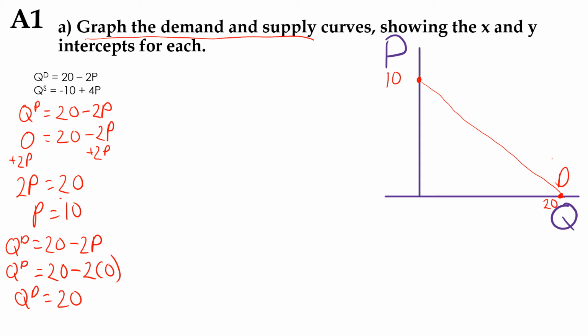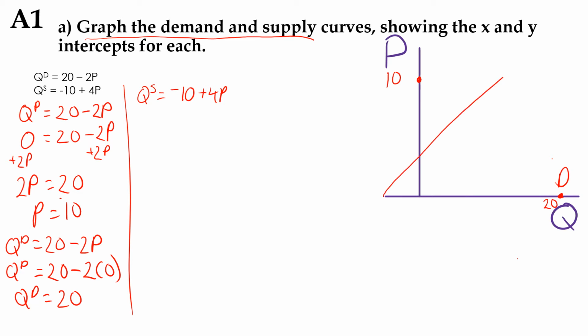All right, so what about the supply curve? The supply curve looks like this: QS equals negative 10 plus 4p. So what's it going to look like? Well, we know the quantity supplied is always going to be upward sloping. So is it going to be like this? It might be. Is it going to be like this? It might be, right? We don't know yet. So we don't know what it's going to look like exactly. Well, let's try it. Let's find out. All right, so let's see.